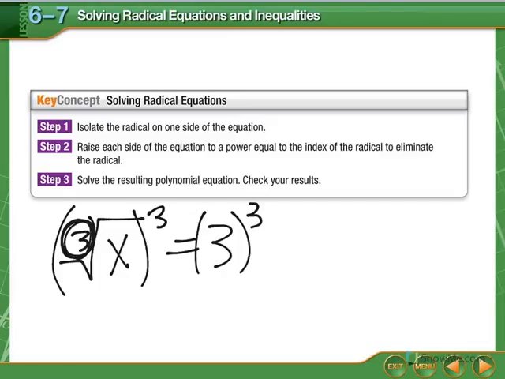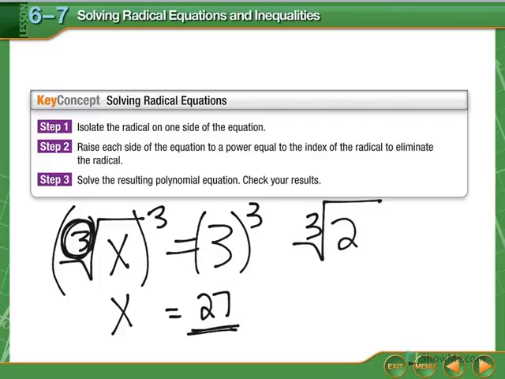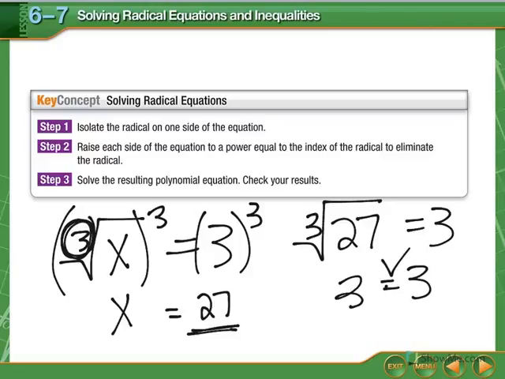So in this case, we would have 3 cubed, which is 27, and then on this side we just have an x, so x equals 27. Now we have to check our results by putting this back into our original equation. So the cube root of 27 equals 3. The cube root of 27 is 3, 3 equals 3, so that's a solution.